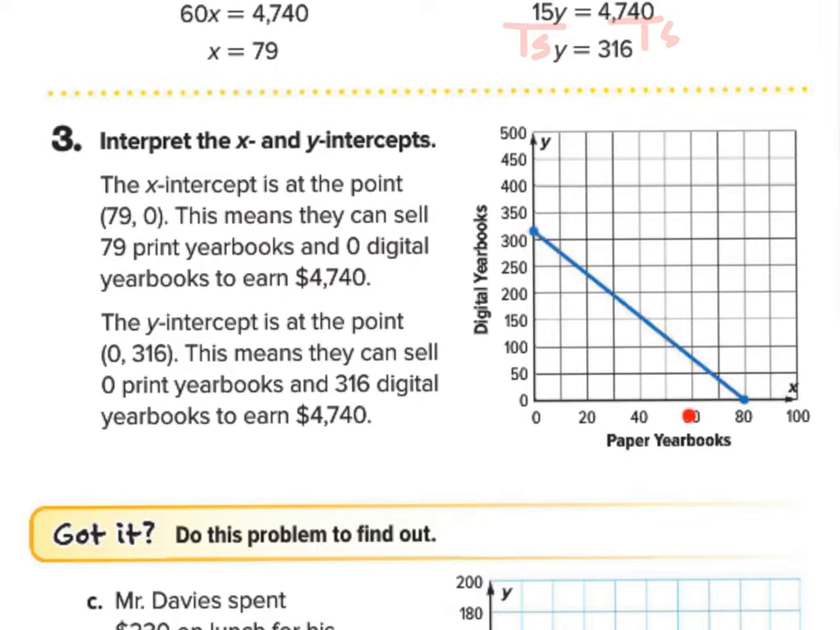And then I draw a line, and these are all the different possibilities that I can have in terms of how many print and digital yearbooks I can have. These are all the different combinations of numbers that I can have so that it always equals $4,740.